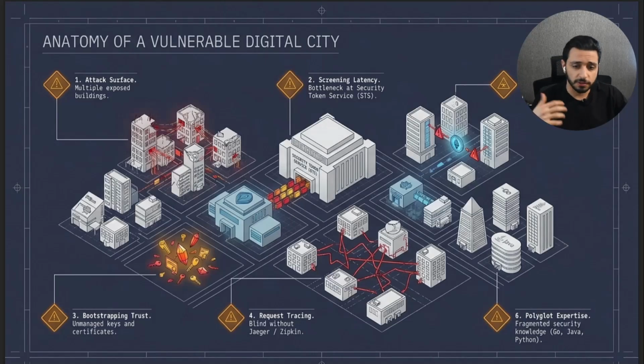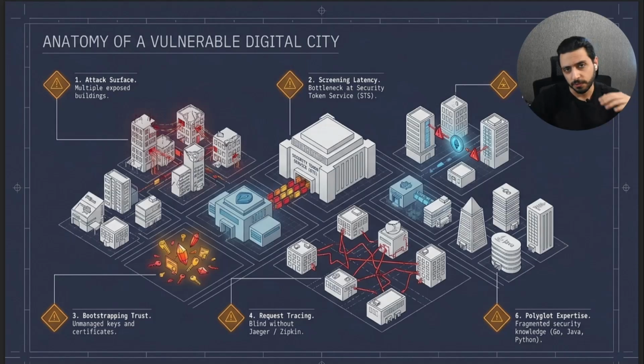In a monolith, internal communication happens inside the memory of a single process. But in microservices, every time one service talks to another, it's a remote call over the network. Each service now exposes its own entry points, meaning you no longer have one front door to guard, you have hundreds. And remember, your system is only as strong as your weakest service or weakest link.